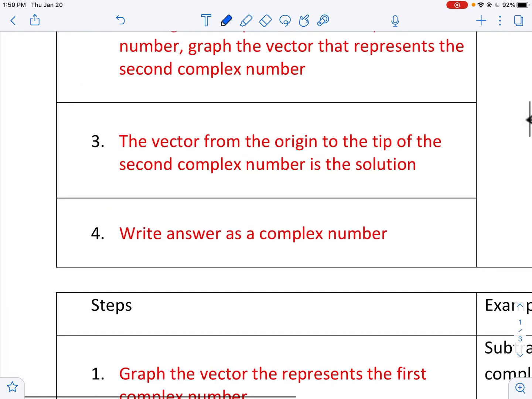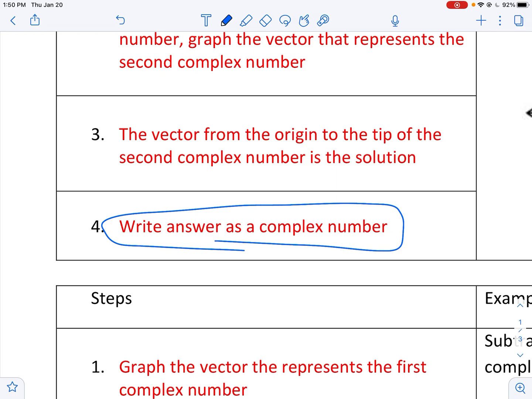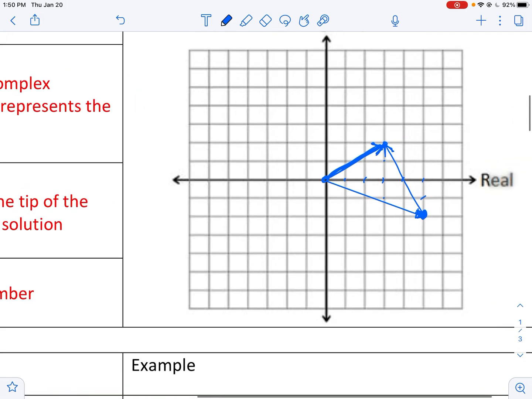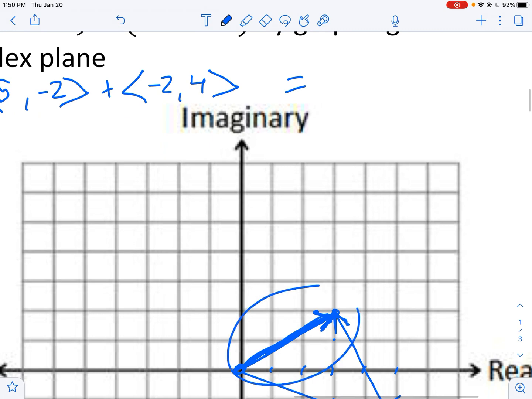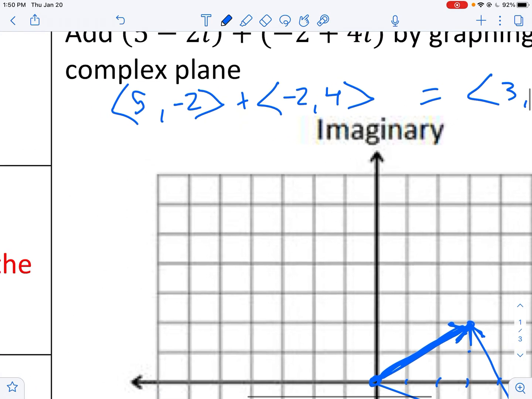If you also wanted to write it out as a complex number, which is what it has here for part 4, you just take your components, you add them up. You can figure out the components of your resulting vector. That's right, 3 up 2. So it's 3, 2, which should be no surprise, because 5 plus -2 is 3, and then -2 plus 4 is 2.